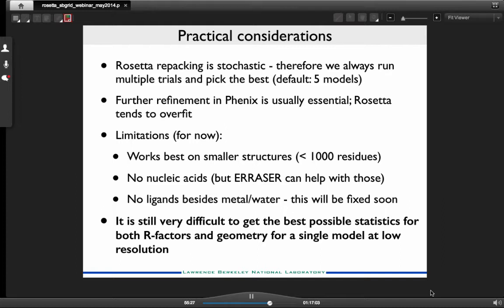We have a question here. Sorry to interrupt. Someone is asking, is it possible to use NCS to fix portions of a big model in order to stay under the 1,000 residue limit?